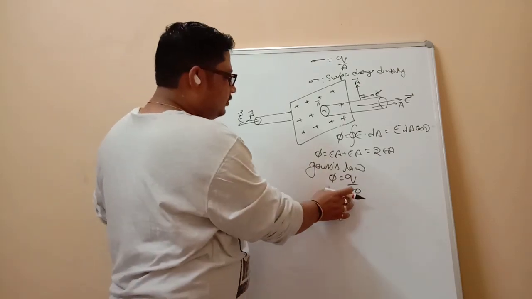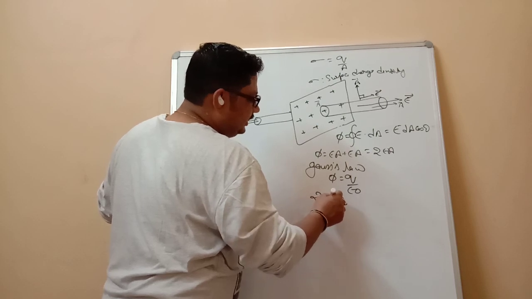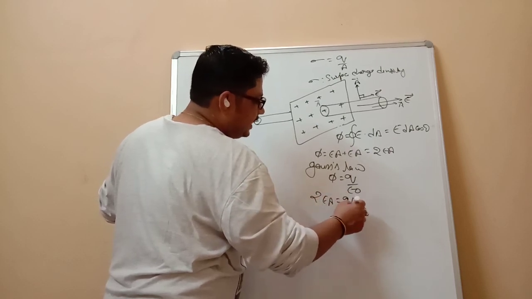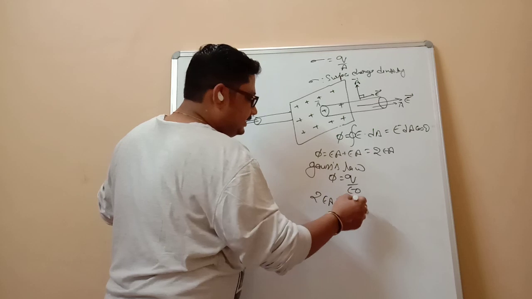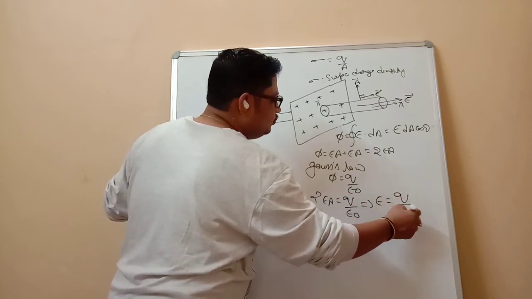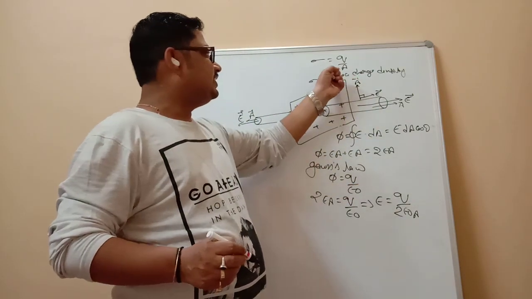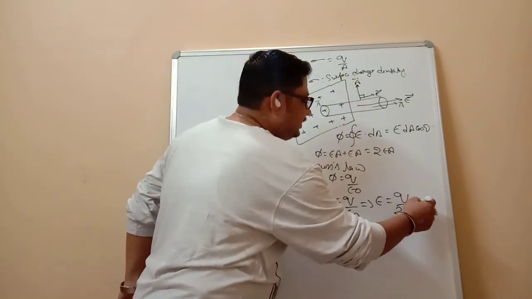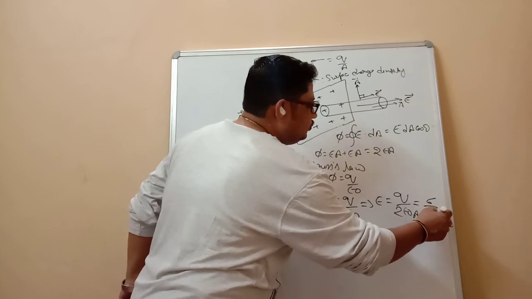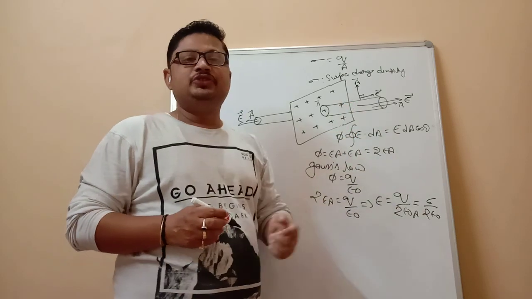So if we put this value here, 2EA is equal to Q upon epsilon naught. So the electric field will be E is equal to Q upon 2 epsilon naught A. Now Q by A is surface charge density, so it will be written as sigma upon 2 epsilon naught. Now this is the electric field due to an infinite plane sheet of charge.